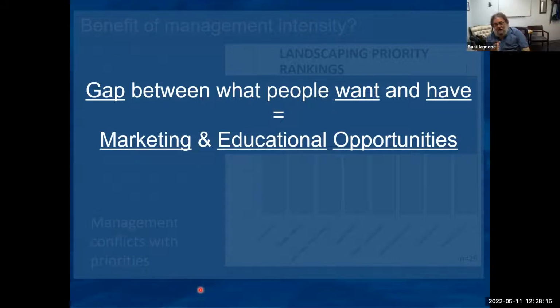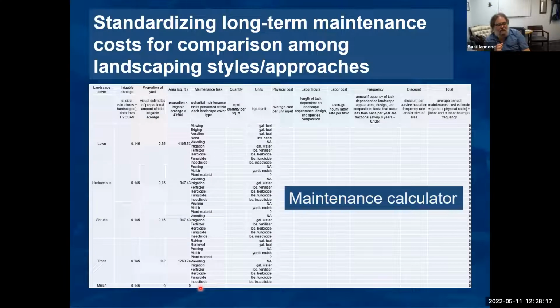So of course, we only did 30 yards in Gainesville. We still need to do a lot more to confirm that. Some other things we did for this study: this is a work in progress. We worked with green industry professionals to develop this.